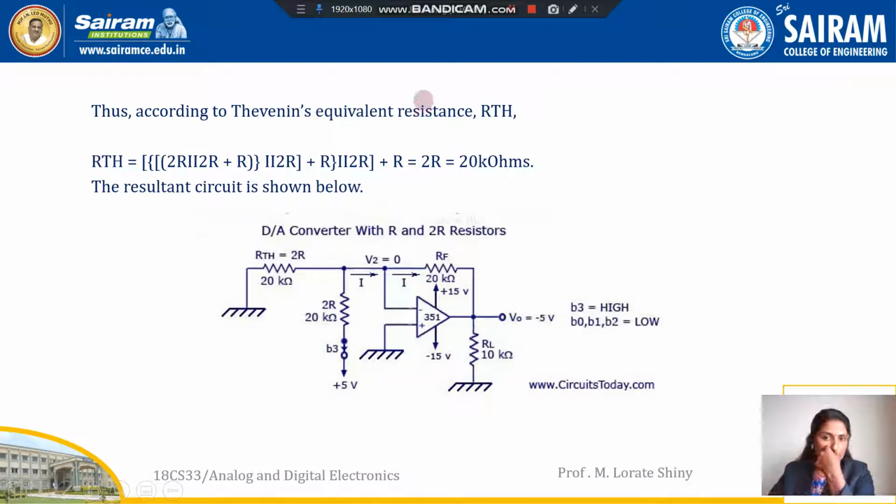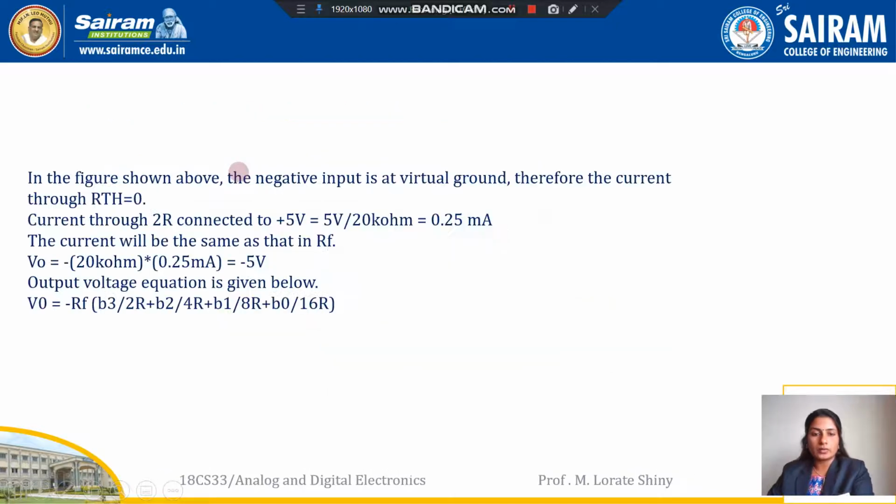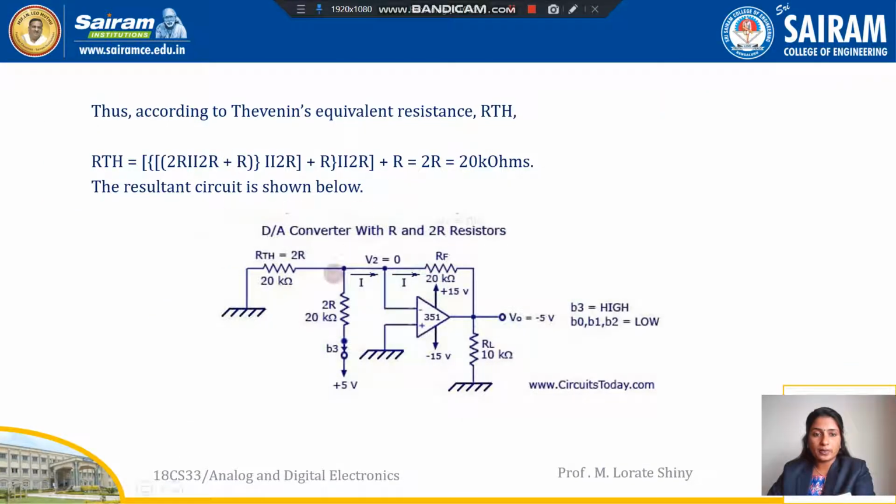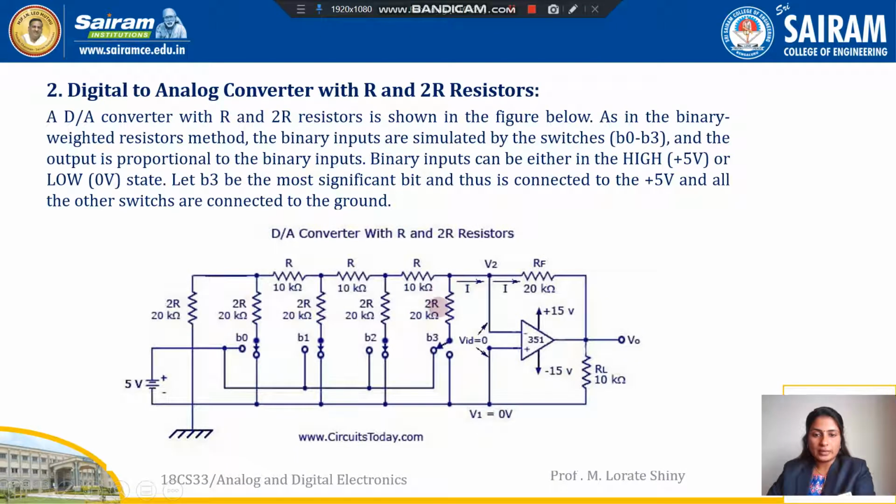So I am converting the resistors to a Thevenin resistor. For that, the formula is RTH, the Thevenin resistor, equal to 2R parallel 2R, plus R. First I do 2R parallel 2R plus R, and I get this answer. With this answer, it will be parallel to 2R, and then plus R, so again I get one answer here. With that, parallel to R and R.